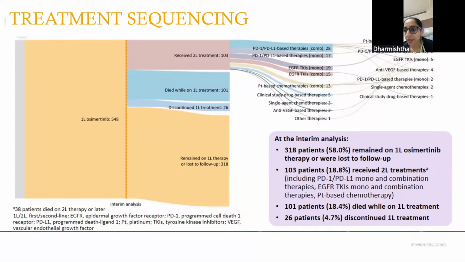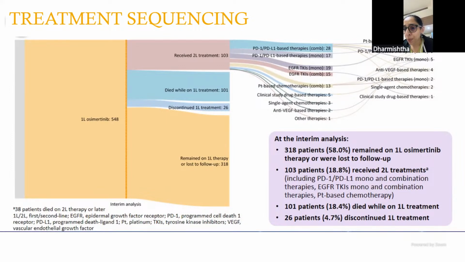So as we can see here, the treatment sequencing shows that 58% of patients remained on osimertinib therapy and were eventually lost to follow-up. 18.8% of patients received second-line therapies. These second-line therapies could be PD1 or PD-L1 based combinations or monotherapies. They could be EGFR TKI based combinations or monotherapies, chemotherapy based combinations, or clinical study based therapies. A minority of the patients also received single agent chemotherapy, anti-VEGF based therapies. 18.4% of patients died while on first-line osimertinib based therapy, and the discontinuation rate was around 4.7%.